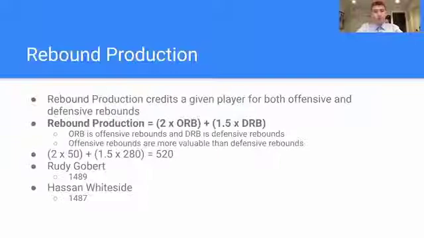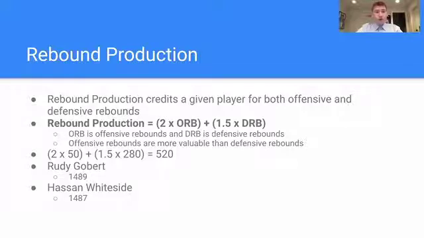The next component is rebound production. Rebound production credits a given player for both offensive and defensive rebounds. Rebound production equals 2 times offensive rebounds plus 1.5 times defensive rebounds. The reason that I deemed offensive rebounds more valuable than defensive rebounds is because offensive rebounds are harder to get, and they often result in close shot attempts and scores, while defensive rebounds do not always result in scoring.